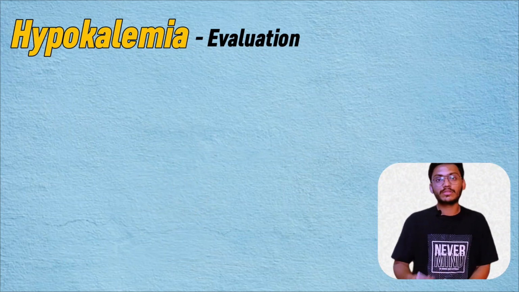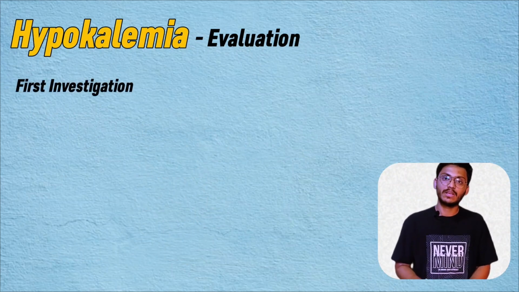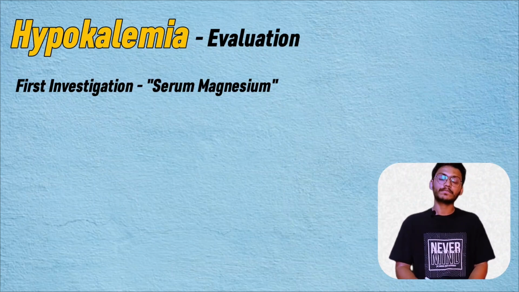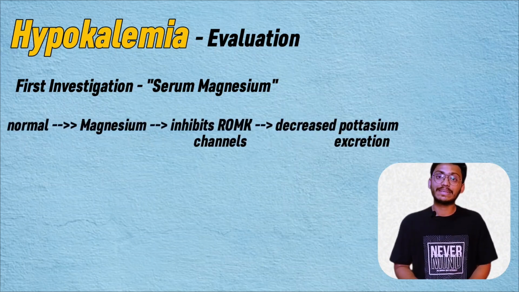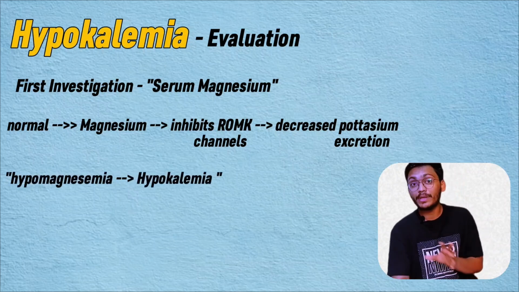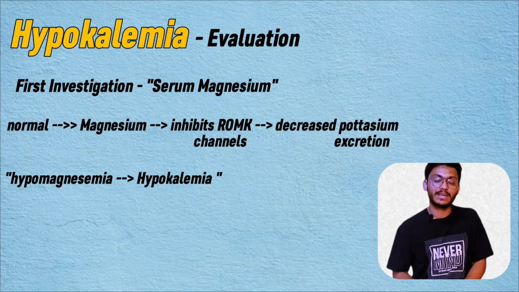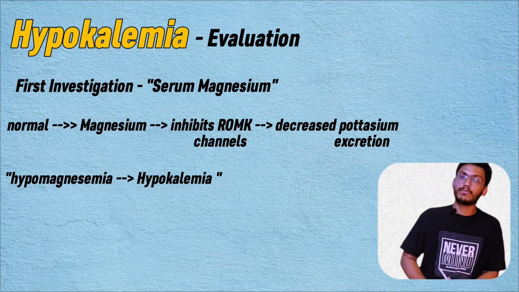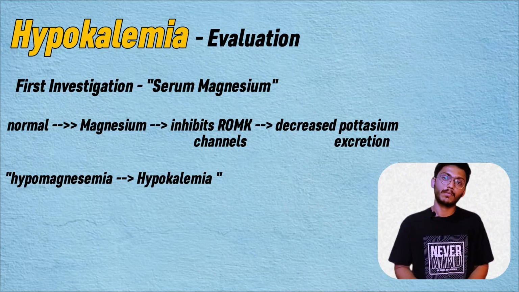Once you start evaluating, the first investigation that you should do is serum magnesium levels, because normally magnesium causes decreased excretion of potassium through renal outer medullary potassium channels, that is ROMK, in the collecting duct. So when there is a decrease in serum magnesium, there will be no inhibition of potassium excretion. That's why in a case of hypomagnesemia associated with hypokalemia, first you should replace magnesium. Once you replace magnesium, the patient will respond properly to the potassium replacement.